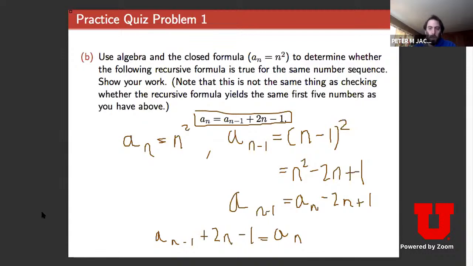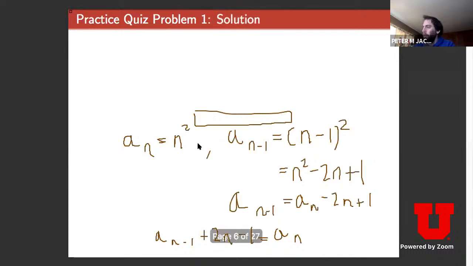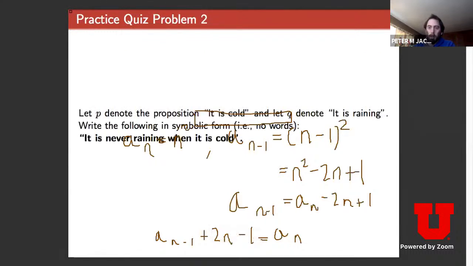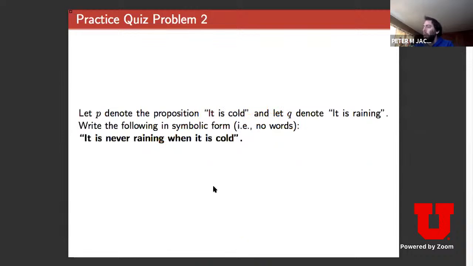All right, so let's move on to the next question. I'm going to clear my screen. Okay, so this one, let P denote the proposition it is cold, and let Q denote it is raining. Write the following in symbolic form. It is never raining when it is cold. So you can take a couple minutes to think about that, or a minute or so, and then we'll discuss.